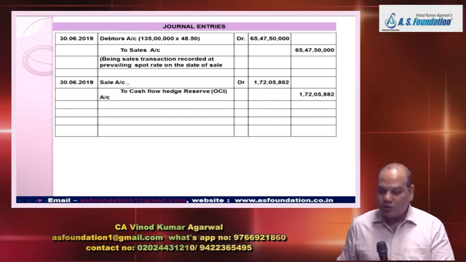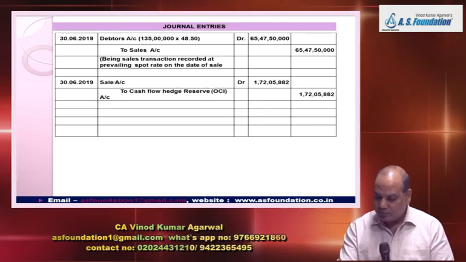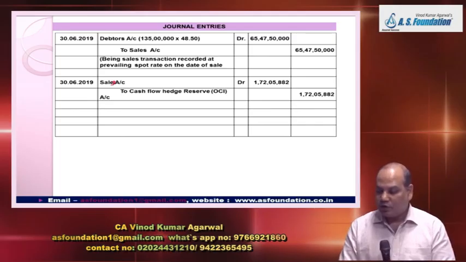And now, since I have recognized the related sale, I will transfer the balance in cash flow hedge reserve to the sales account. Sales account debit to cash flow hedge reserve OCI account. You have a balance of 1,72,05,882.